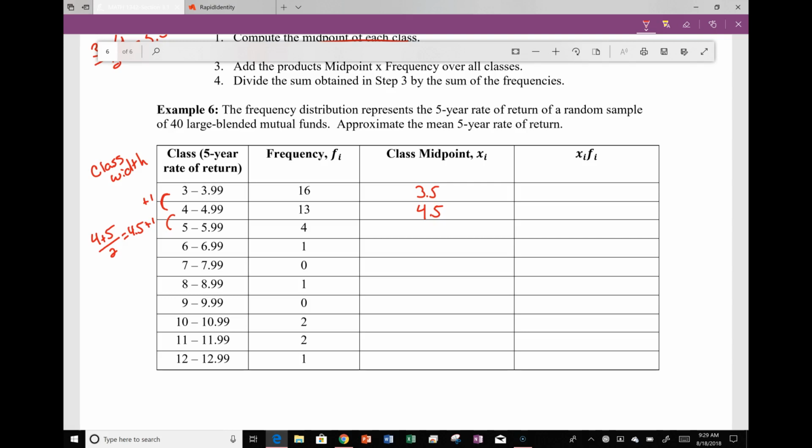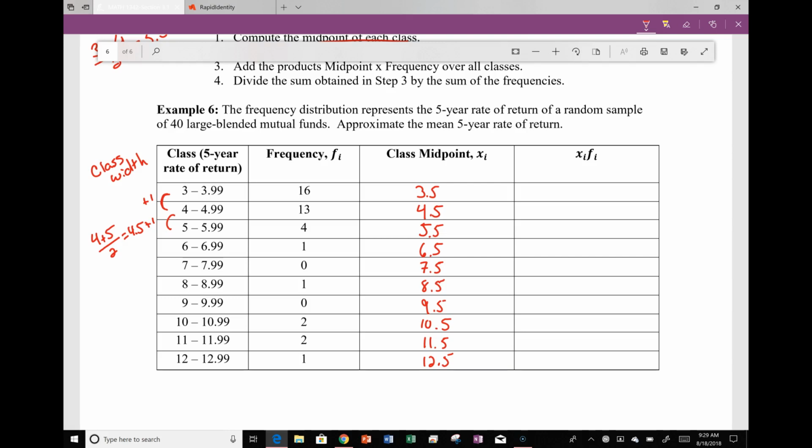Therefore, my next class midpoints will be 5.5, 6.5, 7.5, 8.5, 9.5, 10.5, 11.5, and 12.5.